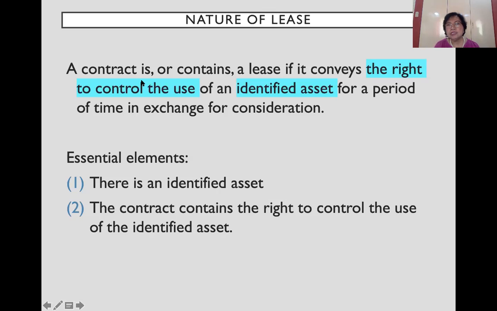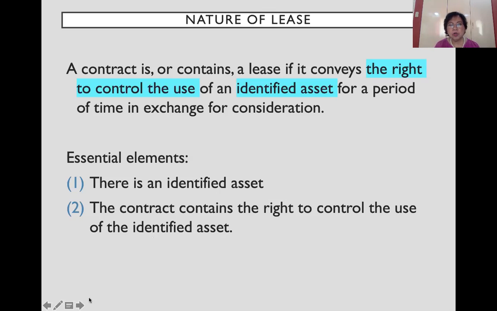Okay, so a contract is or contains a lease if it conveys the right to control the use of an identified asset for a period of time in exchange for consideration. Therefore, there are 2 phrases highlighted in this definition of contract of lease. And these 2 essential elements are, first, there is an identified asset, and second, the contract contains the right to control the use of that identified asset. And therefore, we explore these two essential elements.